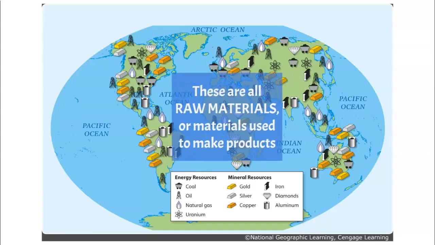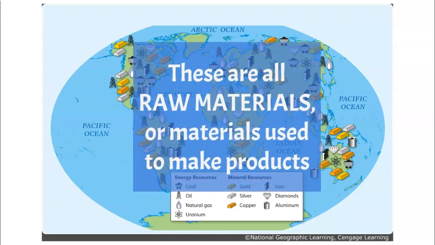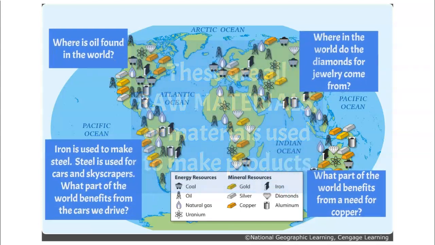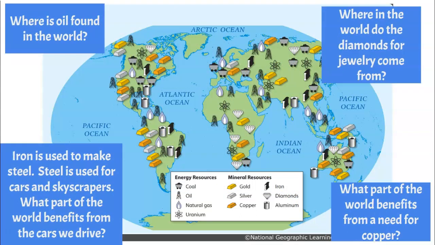Now, resource maps are a great way to learn about what's available. Raw materials are materials used to make different products. So this is a map of raw materials, energy resources, and mineral resources. And you can answer all four questions on the screen just from using this map.